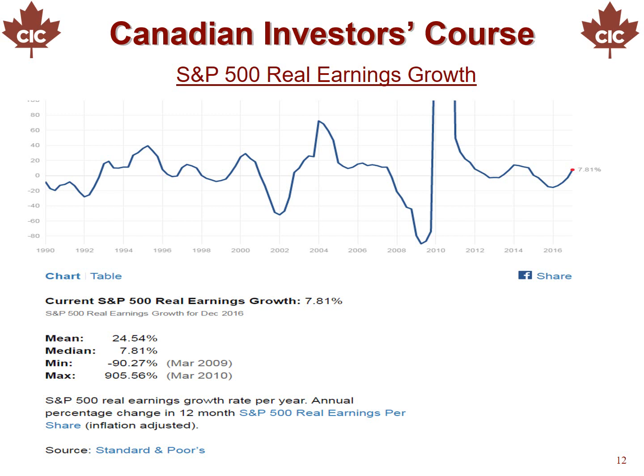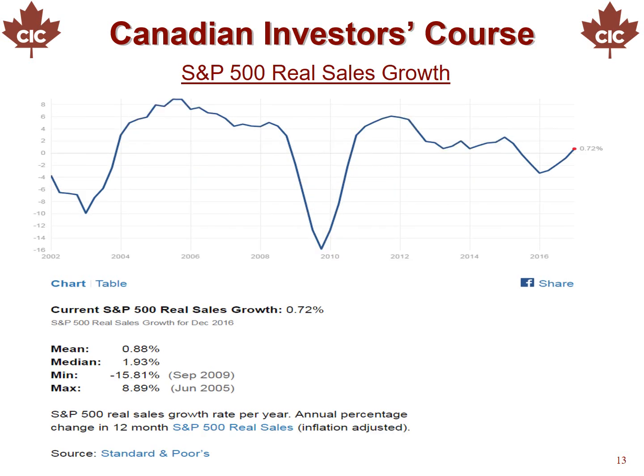Let's start with the S&P 500 real earnings growth. S&P 500 earnings growth as of December 2016 shows 7.81%. That sounds pretty good. But what about sales growth? Well, sales growth for December 2016 was only 0.72%.